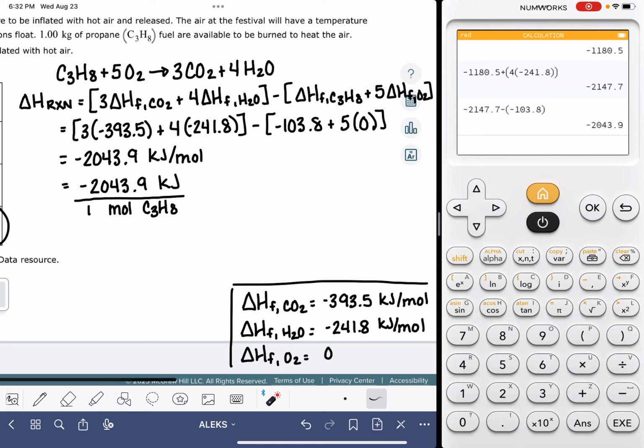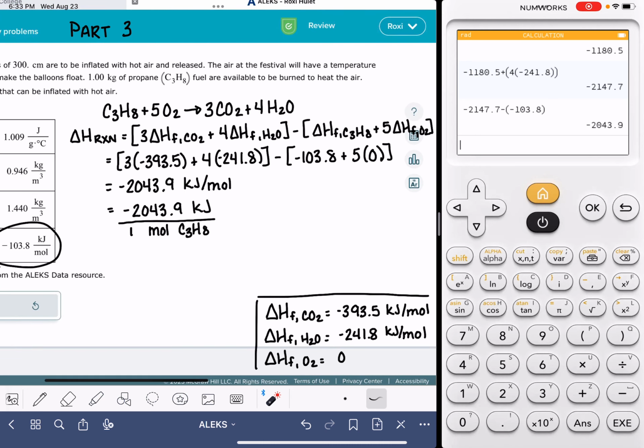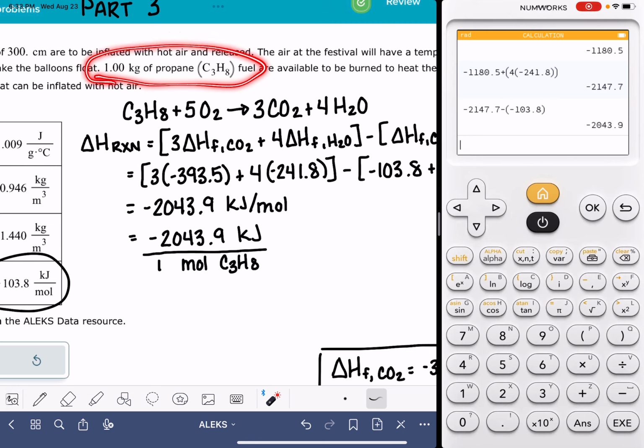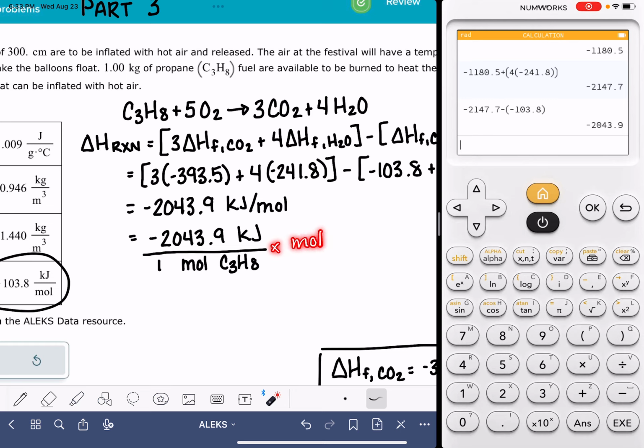So what we have calculated is that every single time this reaction runs, we're producing approximately 2,000 kilojoules of heat for every 1 mole of C3H8. We do not have 1 mole of C3H8 in this problem. We have 1 kilogram of C3H8. So what we need to do next is calculate how much heat we're actually going to evolve by burning all of this propane. What we want to do is multiply this by the actual amount of C3H8 that we have available to us in the problem.